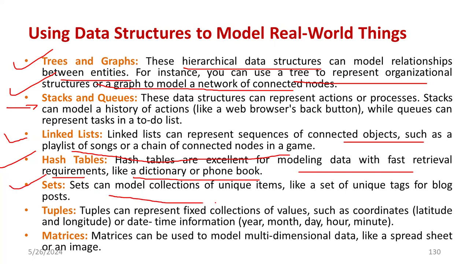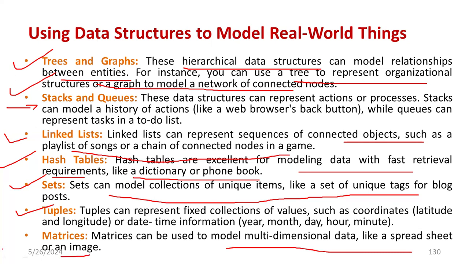Sets can be modeled by collections of unique items, like a set of unique tags in a blog post. A tuple can represent a fixed collection of values, like coordinates or date and time information. Whenever we are using data which nobody should change, we should go for a tuple. We cannot change the items present inside a tuple, unlike a list. Matrices can be used to model multi-dimensional data like a spreadsheet or image. That is another peculiarity of the matrix.